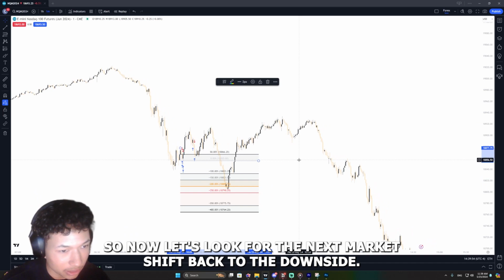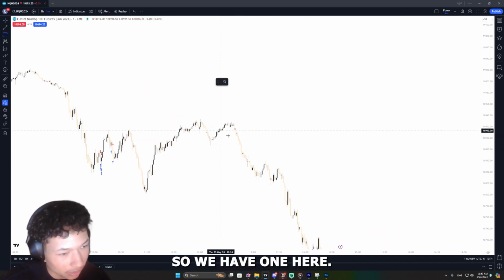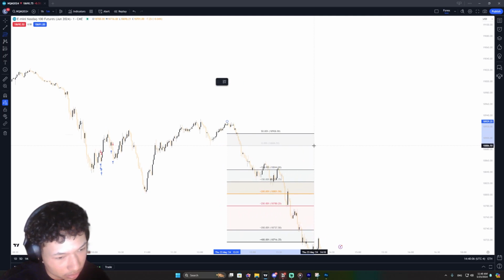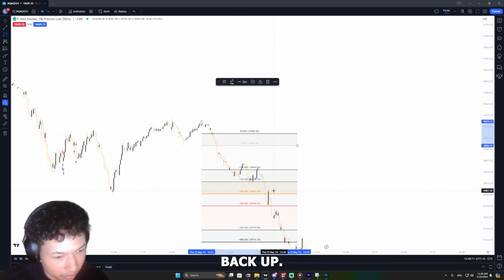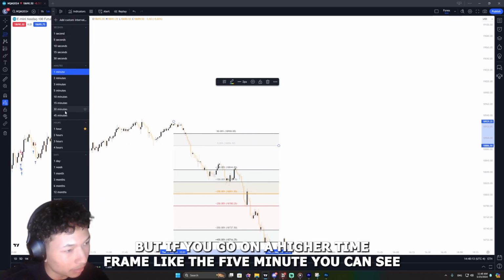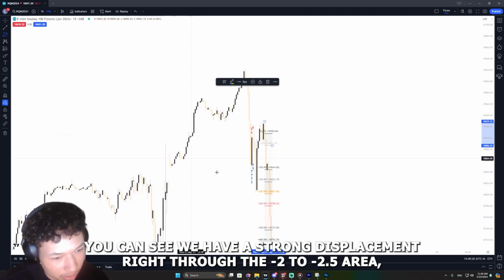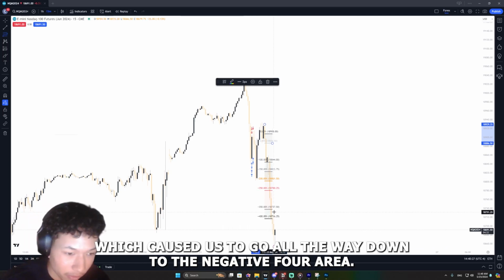So now let's look for the next market structure shift back to the downside. So we have one here. Take the high, take the low. So you can see we had a rejection off this area back up. But if you go on a higher time frame, like the 5-minute, maybe the 15-minute, you can see we have a strong displacement right through the -2 to -2.5 area, which caused us to go all the way down to the -4 area.